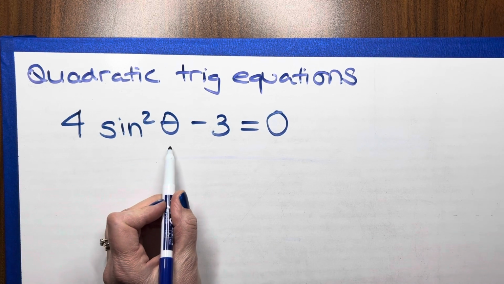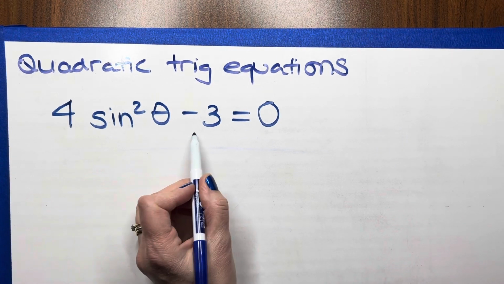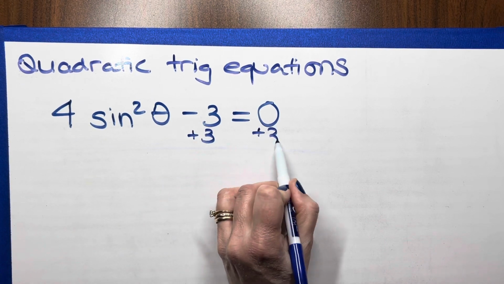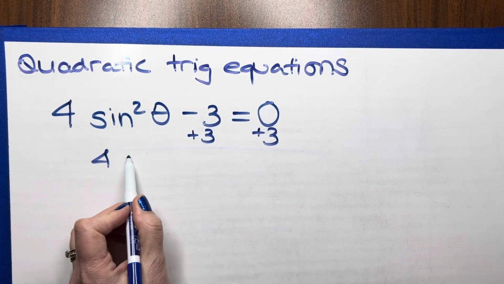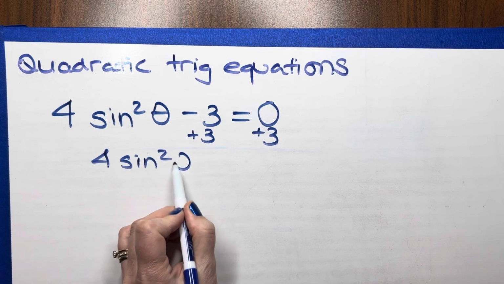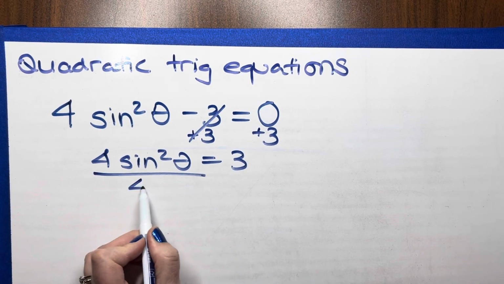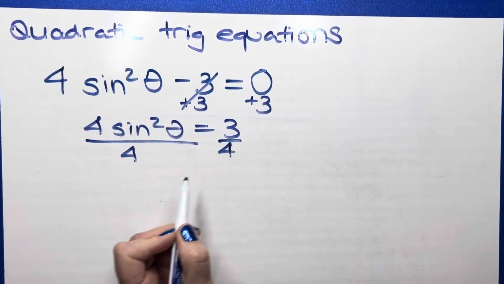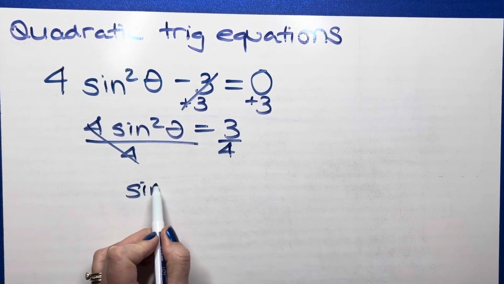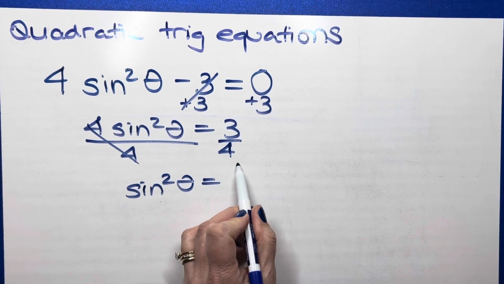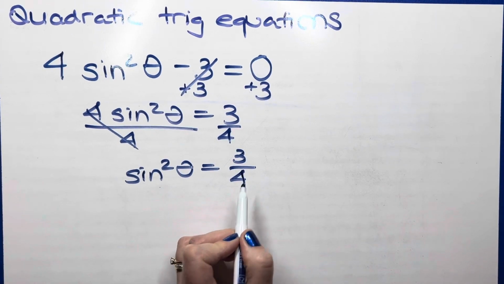We're going to isolate our sine theta in order to solve. So the first thing I'm going to do is add 3 to both sides. So I have 4 sine squared theta equals 3. I'm going to divide both sides by 4. So I have sine squared theta is equal to 3 over 4.